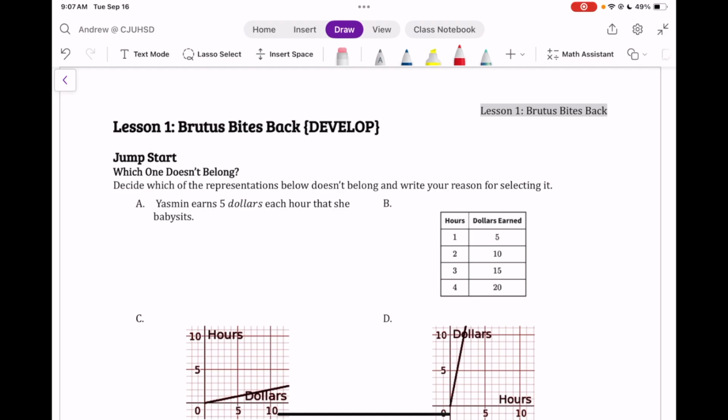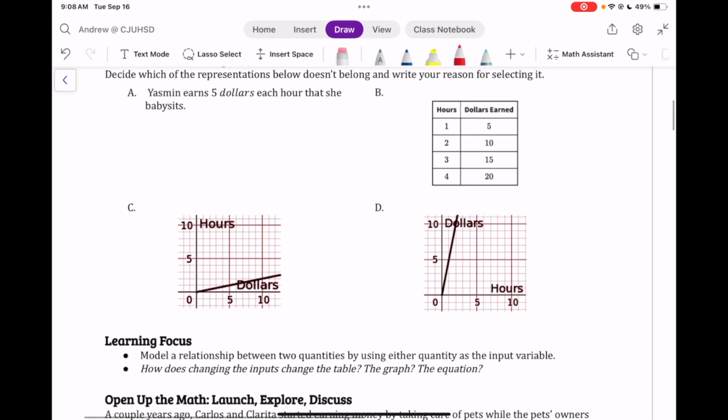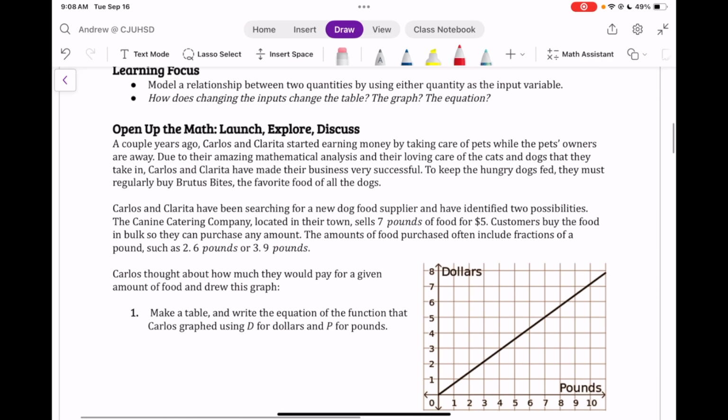In the Jumpstart, when they ask you which one doesn't belong, any of these four can be the answer. You just have to give a reason why. We're going to skip that for this video and go right into the launch problem.